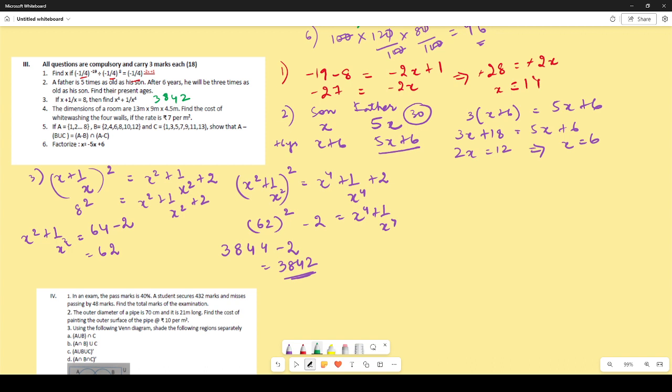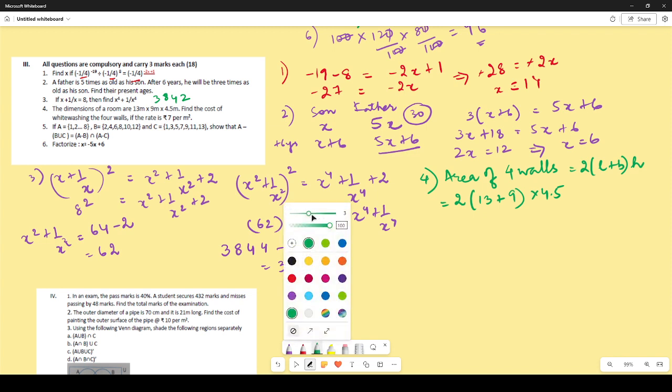Now let us check out this one. The dimensions of a room are this. Find the cost of whitewashing the 4 walls if the rate is ₹7 per square meter. Some are finding the volume of the room. Why are you finding the volume of the room? What are you supposed to find out? What is it that you are whitewashing? You are whitewashing the 4 walls. So you have to remember the formula for the area of 4 walls. What is the formula? Twice length plus breadth into height. This is the formula which you are supposed to use. So length is 13 plus breadth is 9 into 4.5.